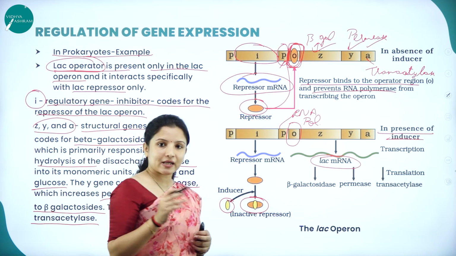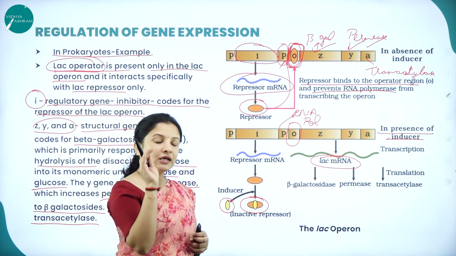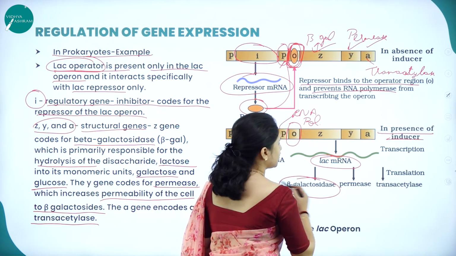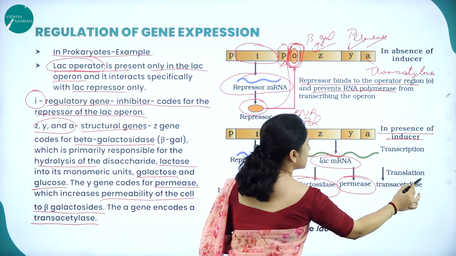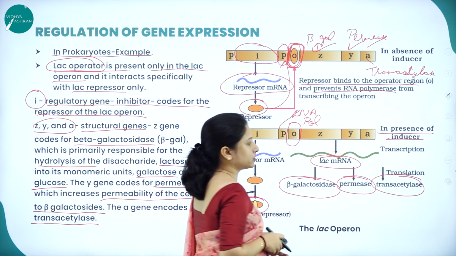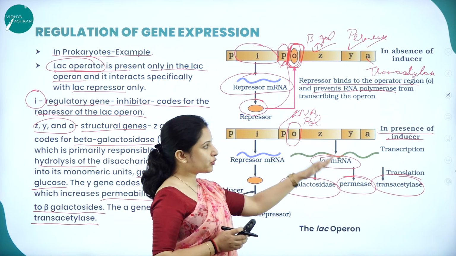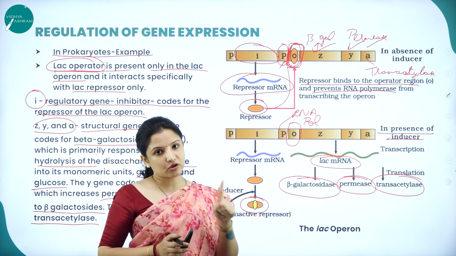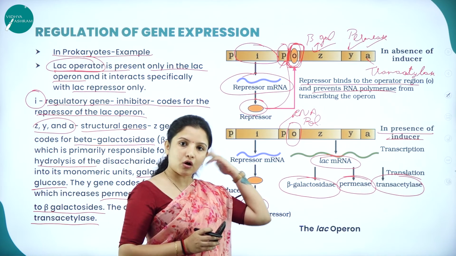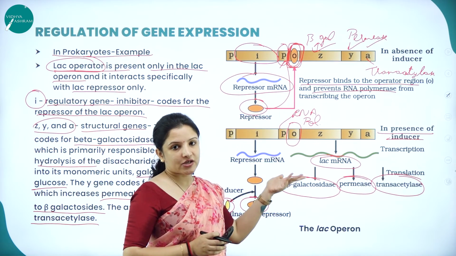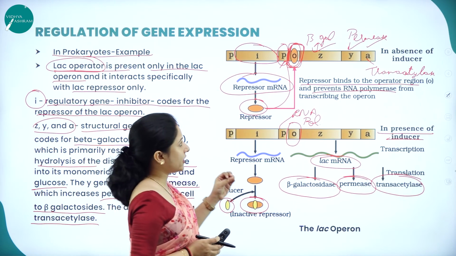So what happens if this Lac mRNA strand gets produced? Then from that Lac mRNA strand, beta-galactosidase will get produced, permease will get produced, trans-acetylase will get produced. That is, translation will occur. So transcription and translation both will occur in the presence of inducer. Transcription will not occur in the absence of inducer, so therefore the translation will also not occur. So I hope you understood.